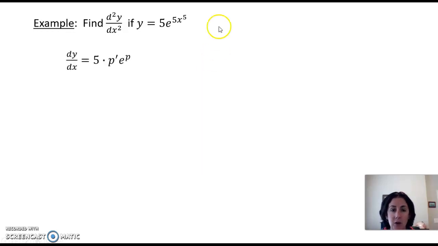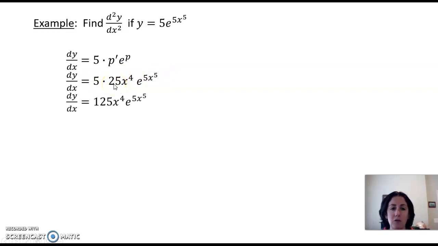So when I take my first derivative, that 5 is a coefficient, p prime e to the p. What is the power? What is e being raised to? That 5x to the 5th. So the derivative of that power is going to go in front, 25x to the 4th, and we leave the e to the p exactly the same. So now I can multiply the 5 and the 25 to get that my first derivative is 125x to the 4th times e to the 5x to the 5th.